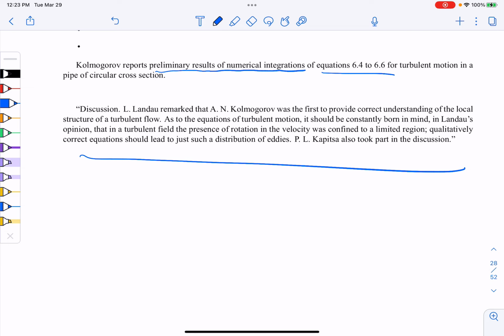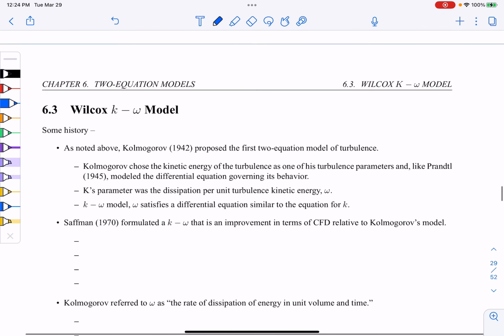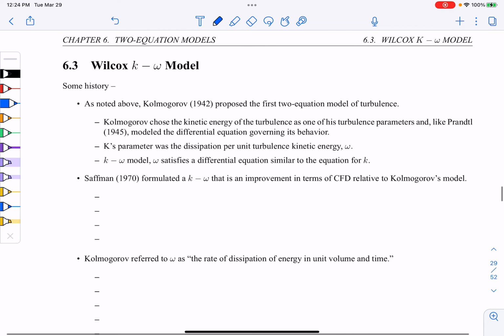Here's a little quote I pulled out from a report looking at these. It said, Landau remarked that Andrei Kolmogorov was the first to provide a correct understanding of the local structure of a turbulent flow, as the equations of turbulent motion should be constantly borne in mind, in his opinion, that in the turbulent field the presence of rotation of velocity is confined to a limited region, and its qualitatively correct equations should lead to such a distribution of eddies. It's an interesting quote by a famous person. And so a lot of people had this model, and there were multiple attempts to create one that's useful for CFD in our field.